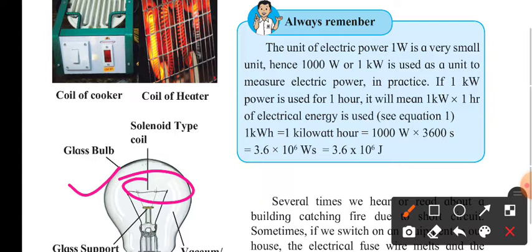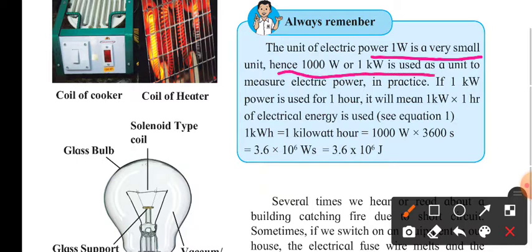Another thing on the other side, when we talk about the unit of electrical power. As already stated, watt is the unit of electrical power, but this is a very small unit. The commercial unit which we use at home is 1,000 watt, or 1 kilowatt, as a unit to measure electrical power. At home, you might have seen your electricity bill, with the number of units consumed in a month. That number of units consumed means that many kilowatt units of electric power are consumed.